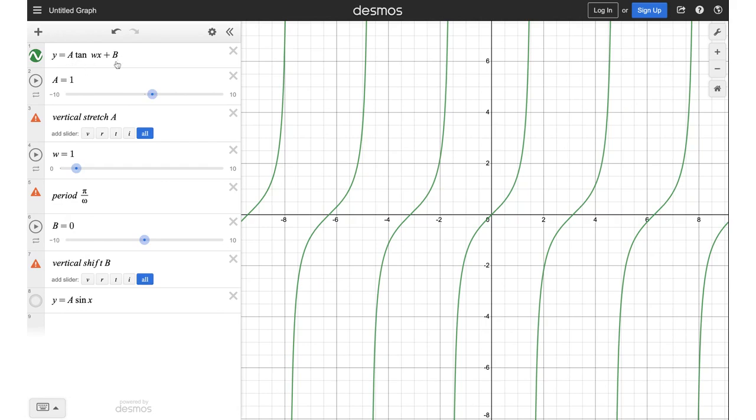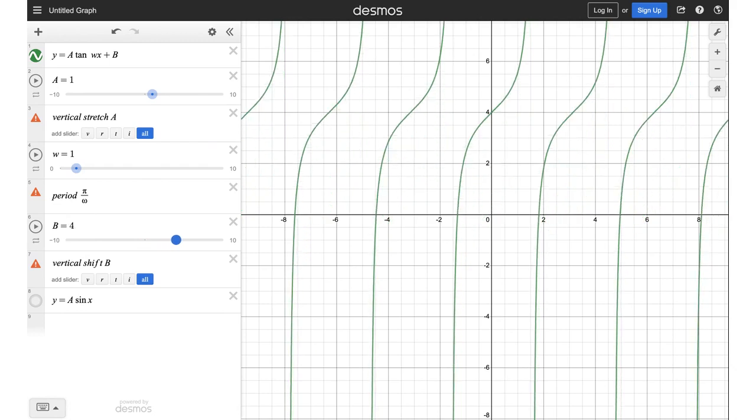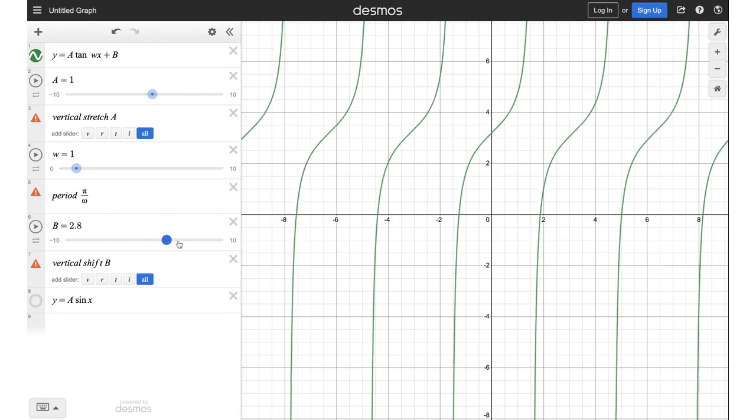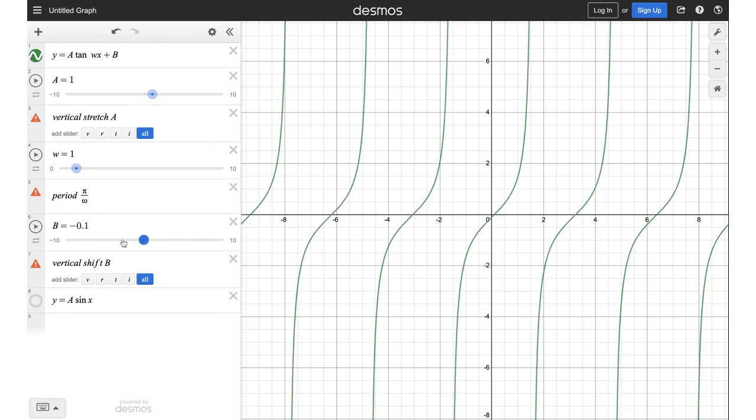If I add something on the end, this b over here, that also is going to do what it's always done. It's going to move the entire graph up or down by the amount b. It's kind of fun to watch. If I put b equals 4, now instead of a point at 0, 0, I have a point at 0, 4, and everything has moved up by 4. If I make b negative 3, now my point that used to be at 0, 0 is at 0, negative 3, and the entire graph has moved down by 3. And we'll see if I can put it back in the middle. Oh, had it for a second. There we go.